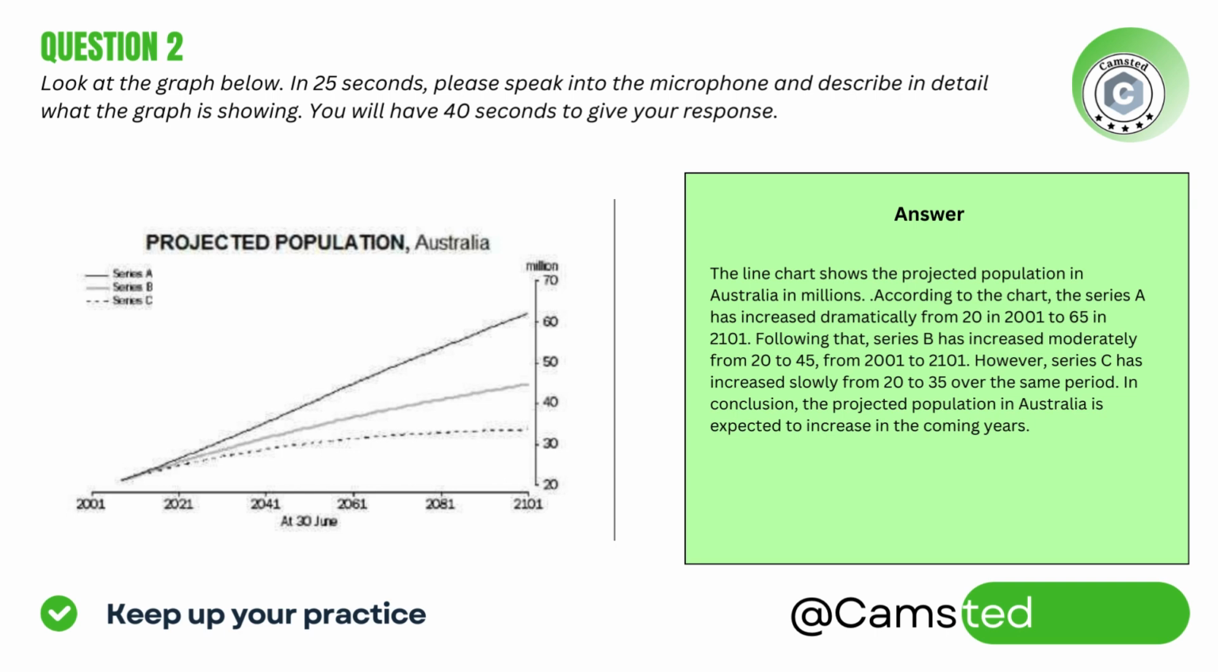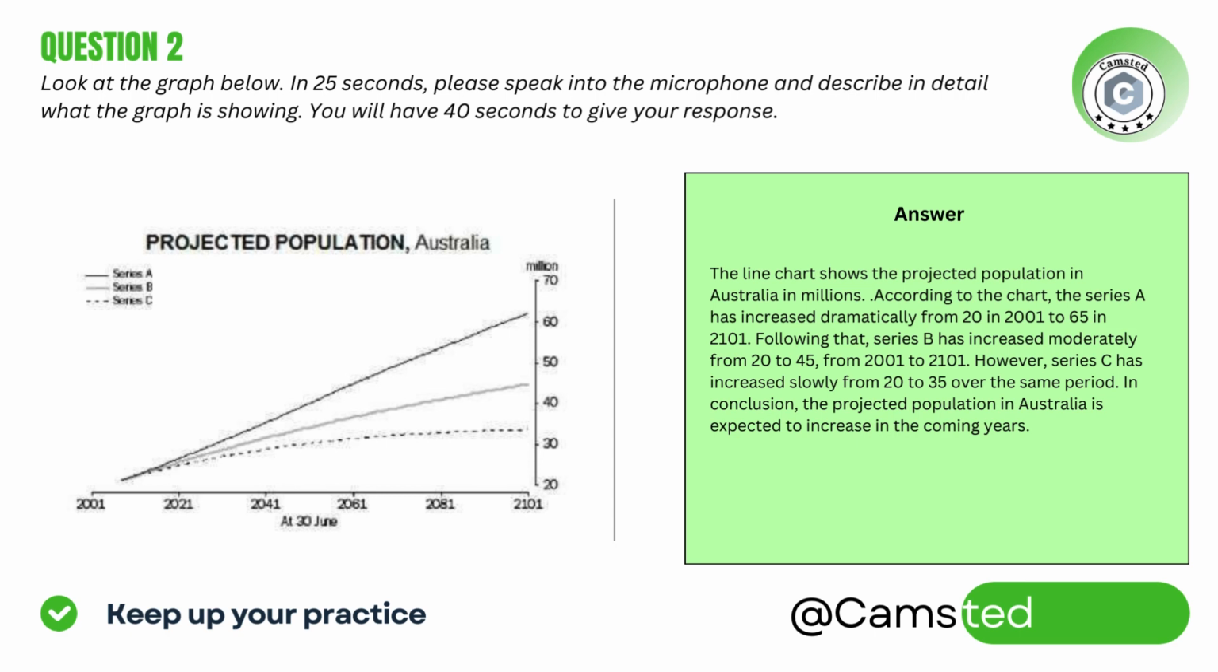The line chart shows the projected population in Australia in millions. According to the chart, Series A has increased dramatically from 20 in 2001 to 65 in 2101. Following that, Series B has increased moderately from 20 to 45, from 2001 to 2101.